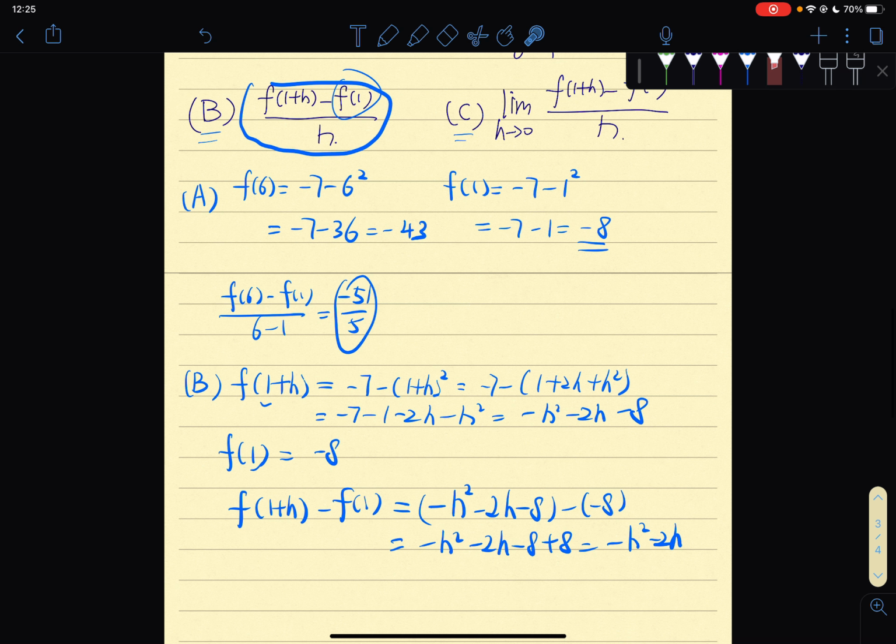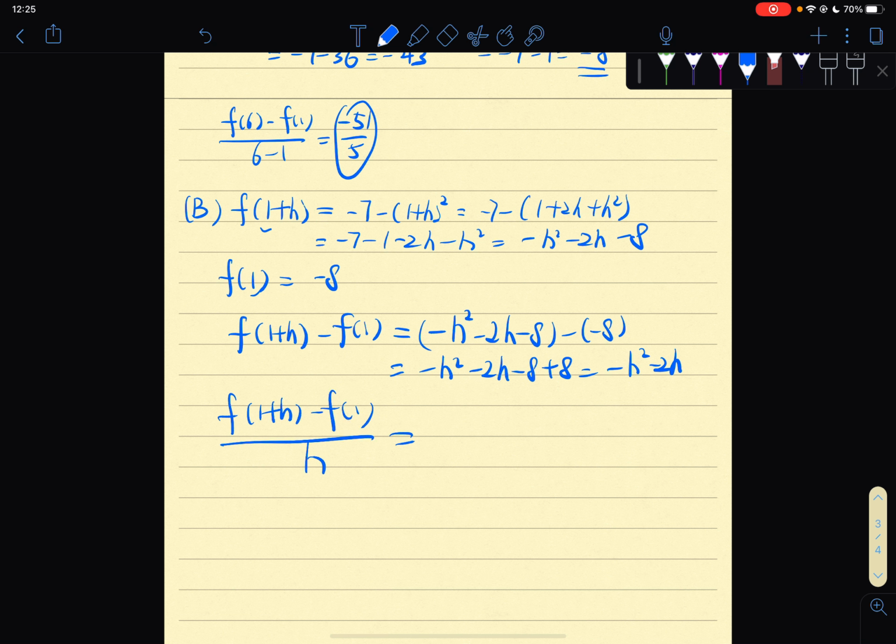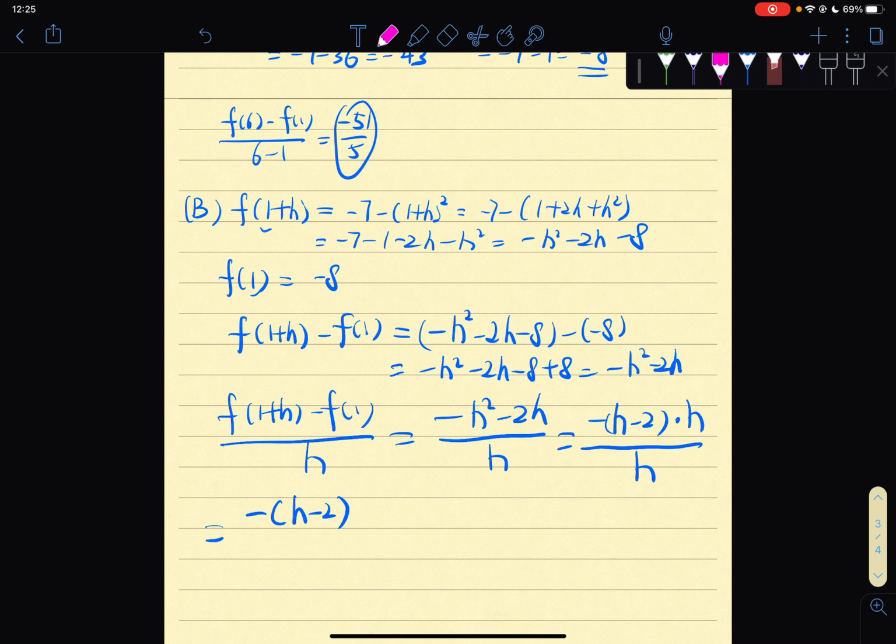The question wants you to divide the thing you just calculated by h. So what you end up with is f of 1 plus h minus f of 1 divided by h, which is negative h squared minus 2h divided by h. Don't forget, if it were subtraction, you can't really divide it. You can only divide it if it's a factored expression, right? So what you end up with is minus h minus 2, where the h can be canceled. So what you end up with is this term.